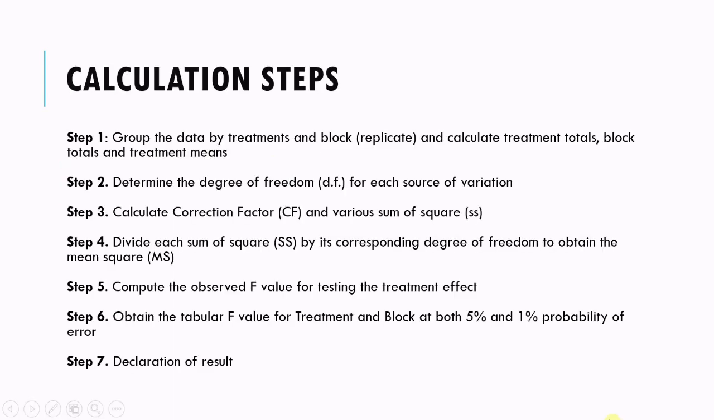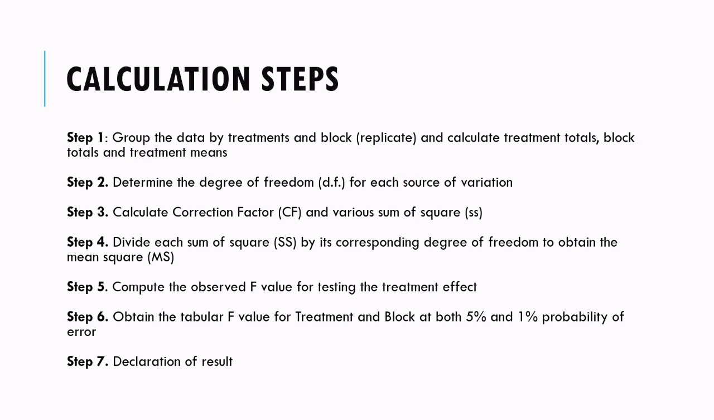So this slide shows the different steps that are used for calculation of the ANOVA. In the first step, as you can see, first we have to calculate the treatment total, block total, and treatment mean. In the second step, we have to determine the degree of freedom. If you do not know what is degree of freedom, you can see my previous video. The link is given at the corner.